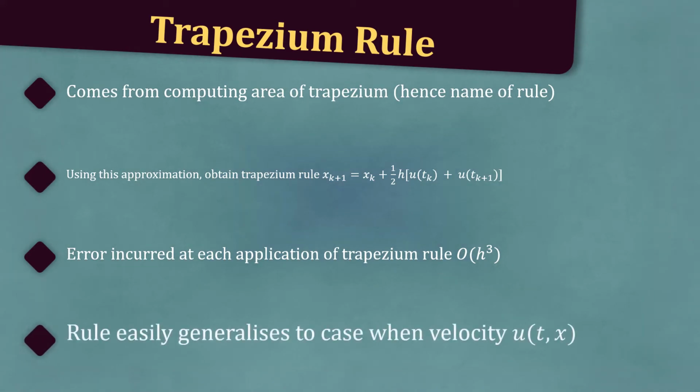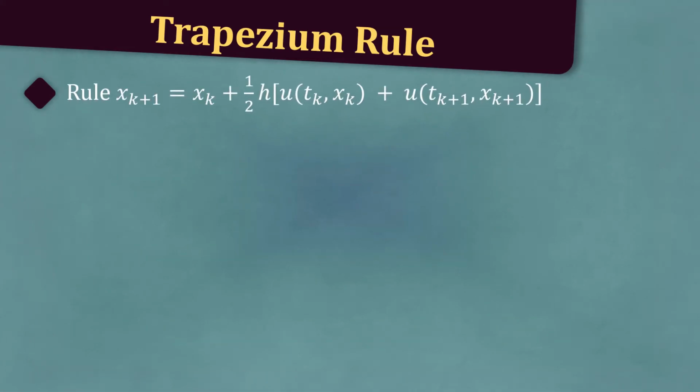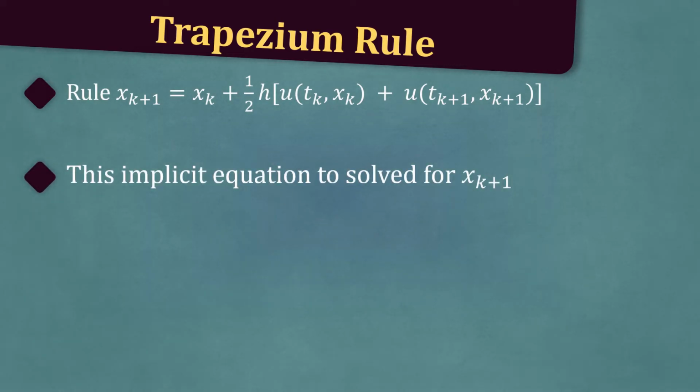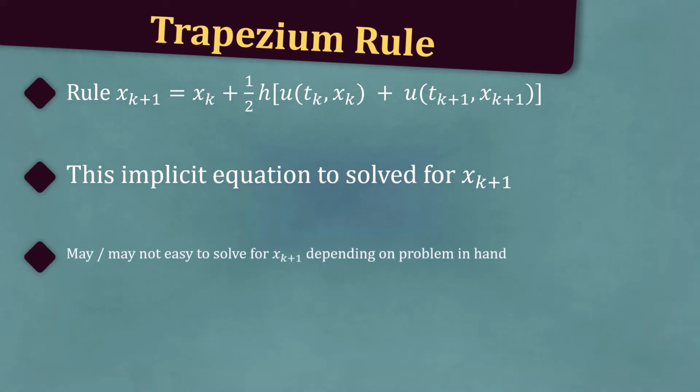This rule easily generalizes to the case where we have velocity which is also dependent on x. Then the rule is x of tk+1 is equal to xk plus a half h of u of tk, xk plus u of tk+1, x of tk+1. Note that this is an implicit equation to be solved for xk+1. It may or may not be easy to solve for xk+1 depending on the problem in hand.